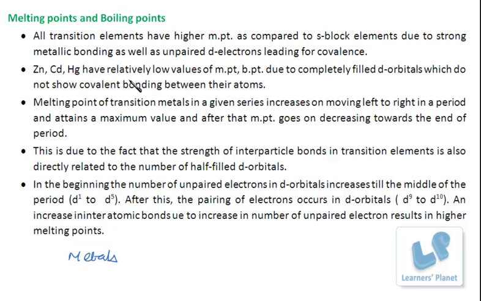Zinc, cadmium and mercury have relatively low values of melting and boiling points. Why? Due to the completely filled d orbitals, which do not show covalent bonding between their atoms. Say in case of the rest of the atoms, like the atoms of iron, chromium, cobalt, or manganese, they have got unpaired electrons in their d orbitals. So there is metallic bond also, and due to the unpaired d electrons, there is also the possibility of covalency. They are forming covalent bonds among them in their crystal lattice.